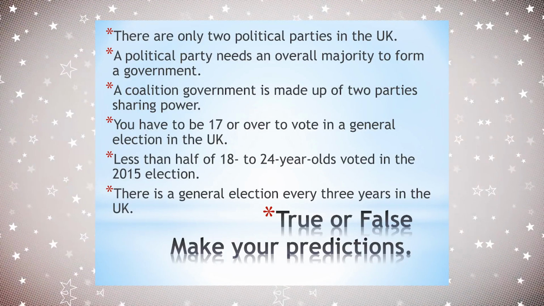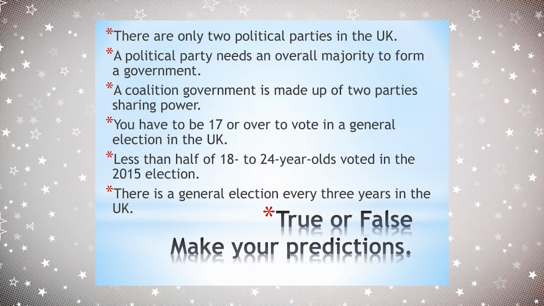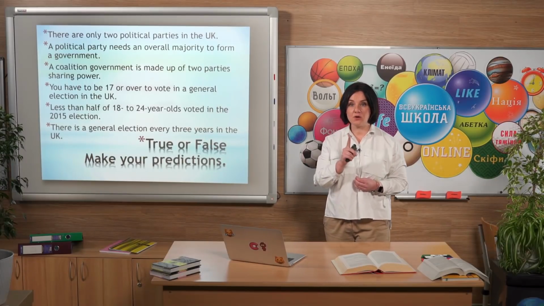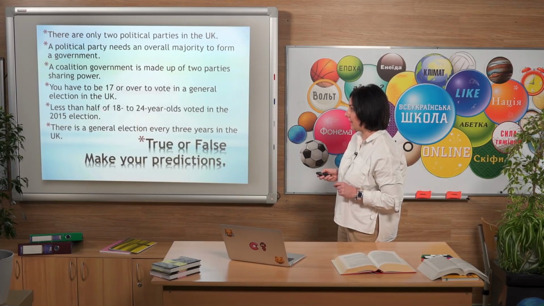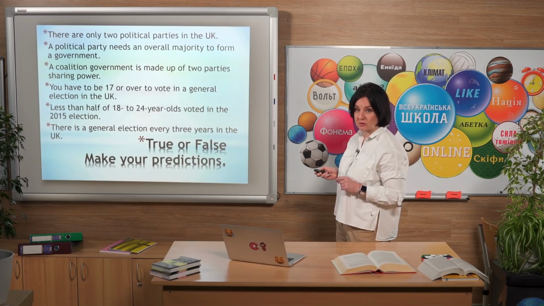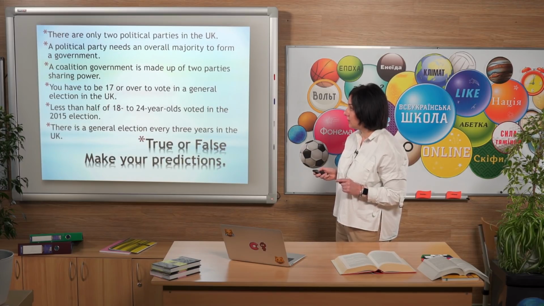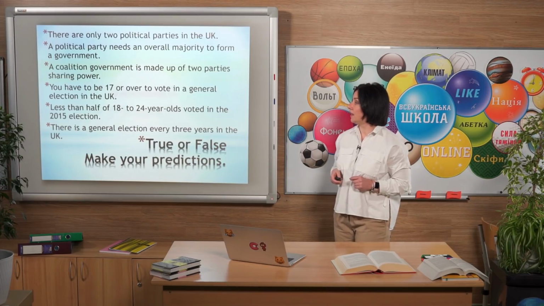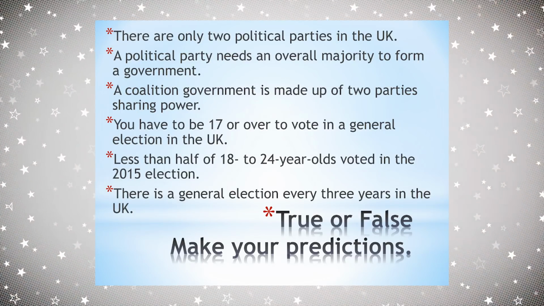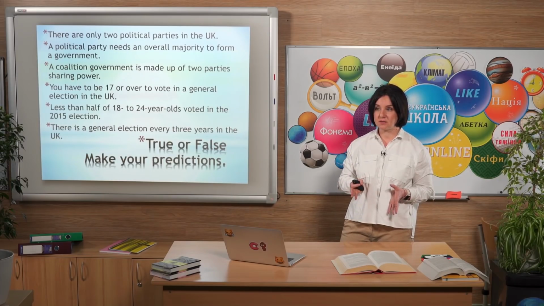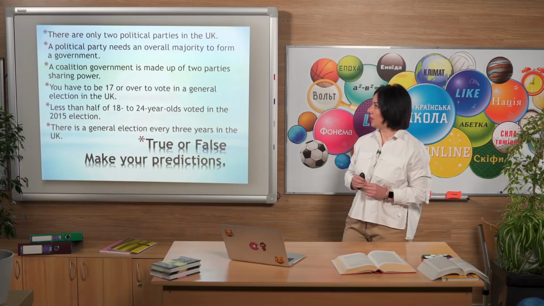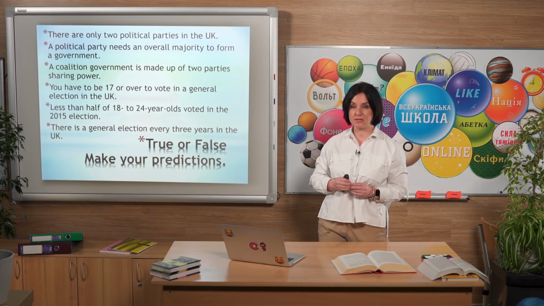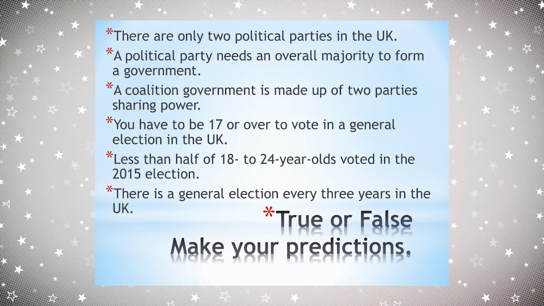So then comes, less than half of 18 to 24-year-olds voted in the 2015 election. Take a look, a very nice life hack. Sometimes in your questions, in the tasks, there may be hints to the other questions. Here it says 18 to 24-year-olds. So, isn't that a hint to this question? Maybe yes. Then, there is a general election every 3 years in the UK. Every 3 years? So I have to take a closer look. How often do they have elections in the United Kingdom? Now, look through once again all the statements that you have to mark true or false and get ready for the reading task.